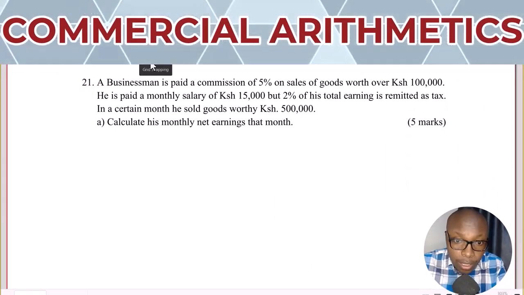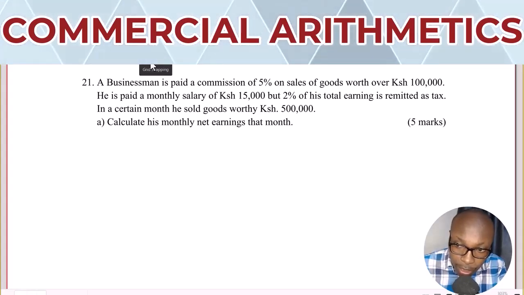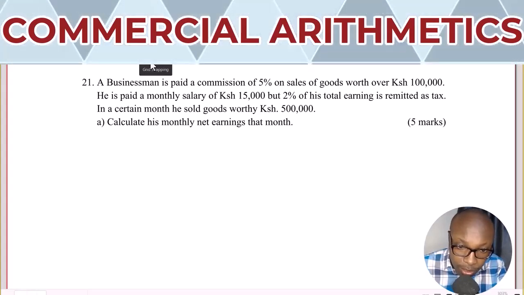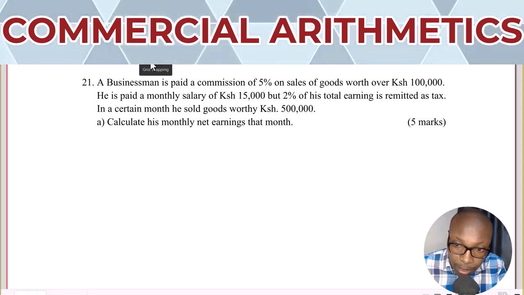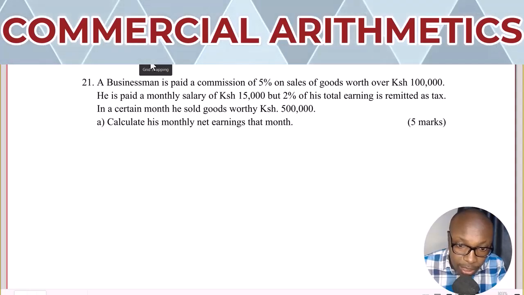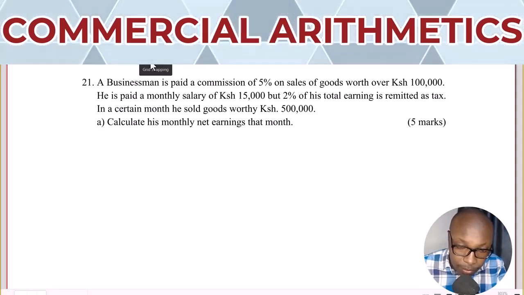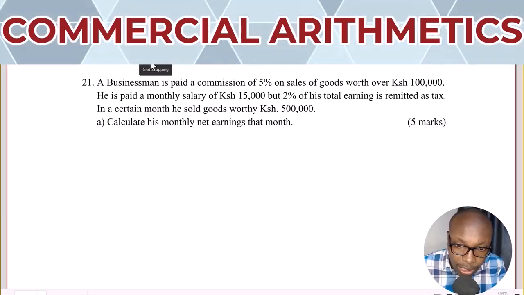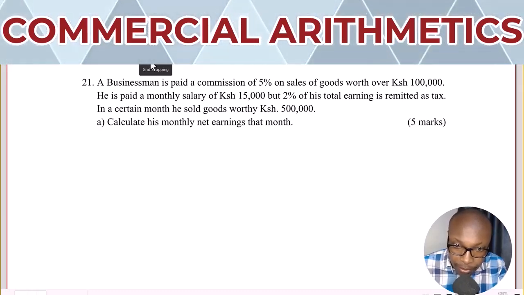Question 21. A businessman is paid a commission of 5% on sales of goods worth over 100,000. He's paid a monthly salary of 15,000, but 2% of his total earning is remitted as tax. In a certain month, he sold goods worth 500,000. Part A, calculate his monthly net earnings that month.